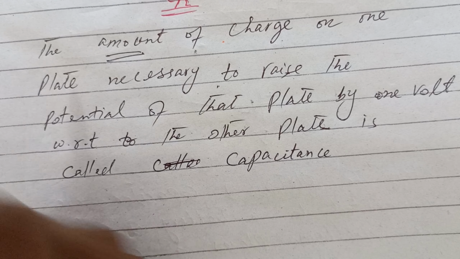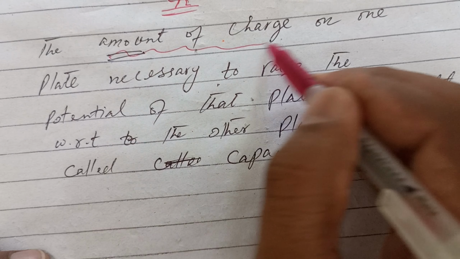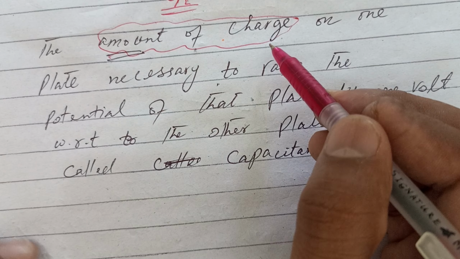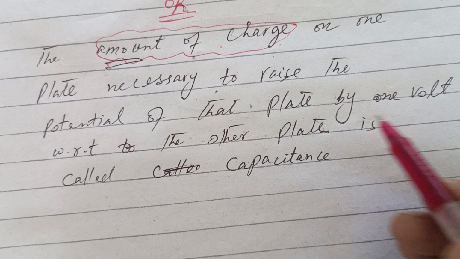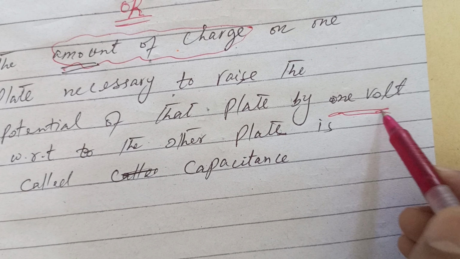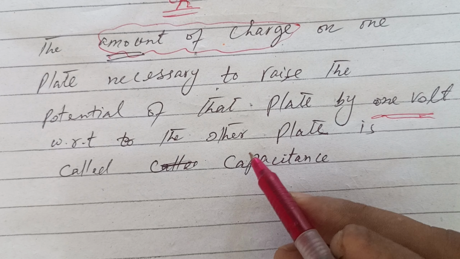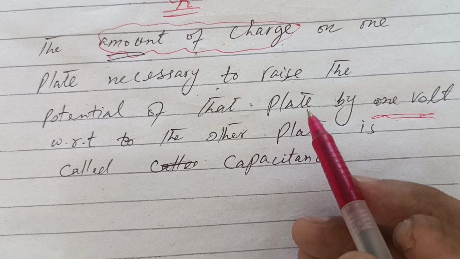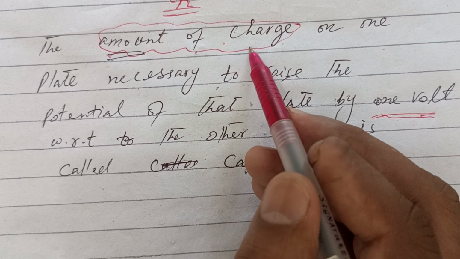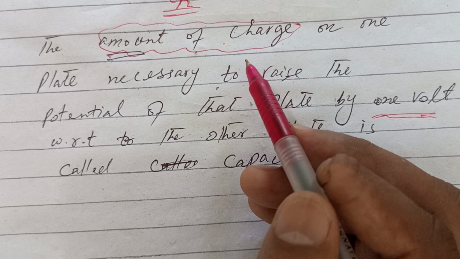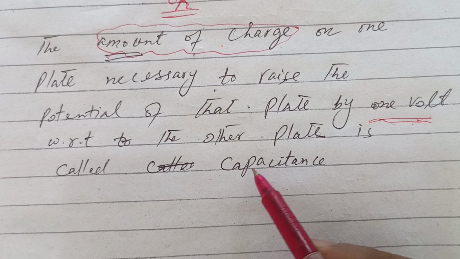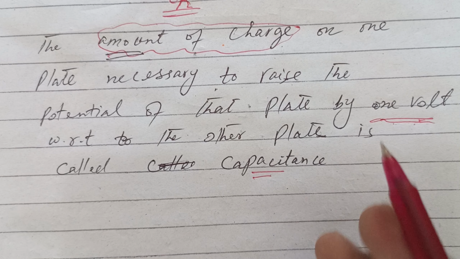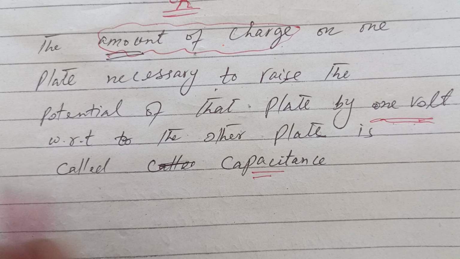If the amount of charge is greater, it means more charge is required. If a greater amount of charge is required to produce a 1 volt potential difference between the plates, then the capacitance has a high value. And if a lesser amount of charge is required to produce a potential difference of 1 volt, then that capacitor has less capacitance. That capacitor can store a lesser amount of charge.